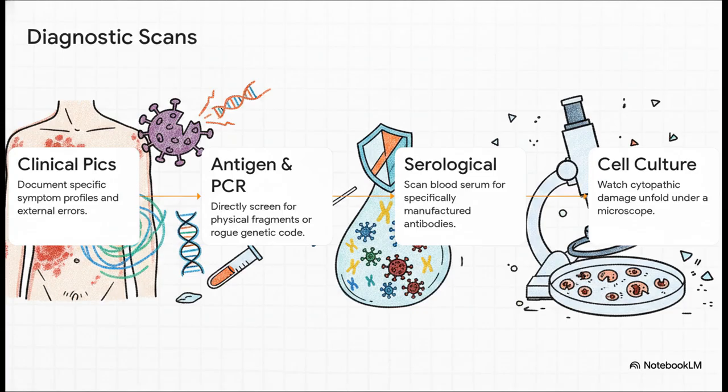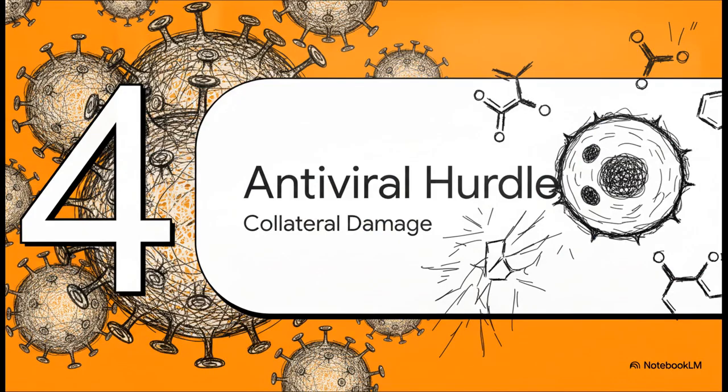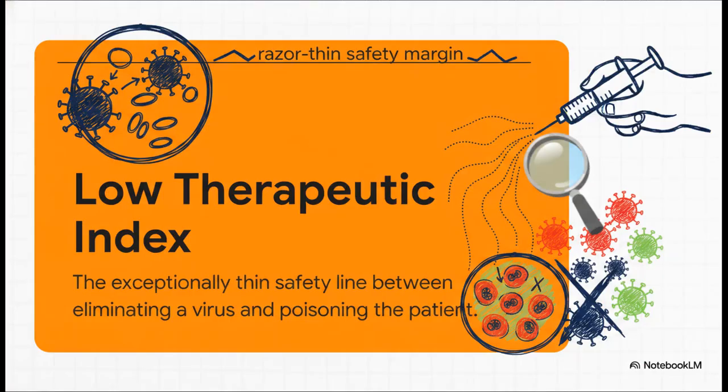And finally, step 4 is cell culture isolation, where we literally watch the cytopathic damage unfold on cells under a microscope. Which brings us to Section 4, the antiviral hurdle, the collateral damage nightmare. So once we've actually identified the virus, we hit a massive pharmacological wall, a low therapeutic index.